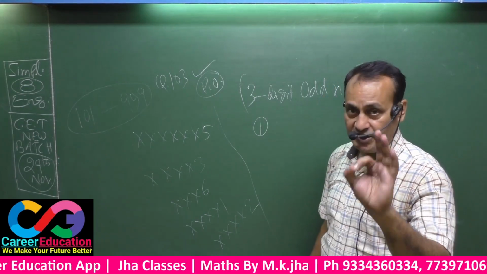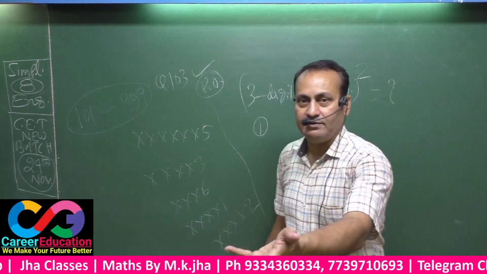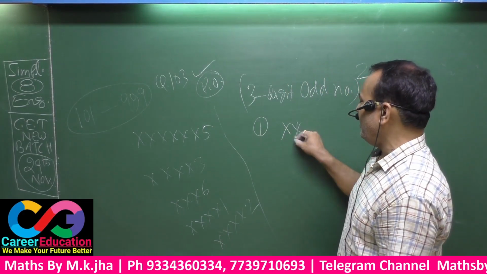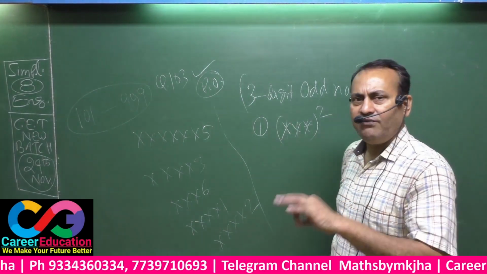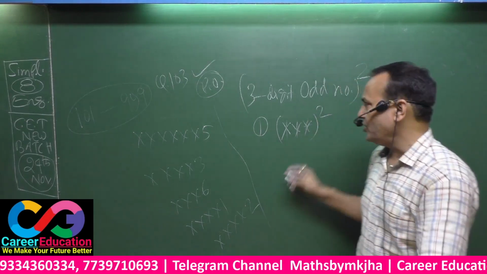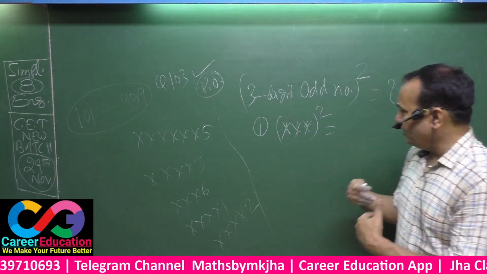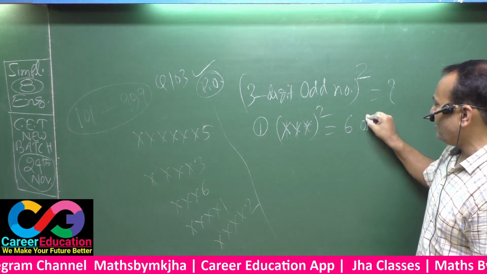Firstly, you should think like this. See here, a 3-digit number is squared. That means whenever you square any 3-digit number, certainly in the results the digits will be either 5 or 6.